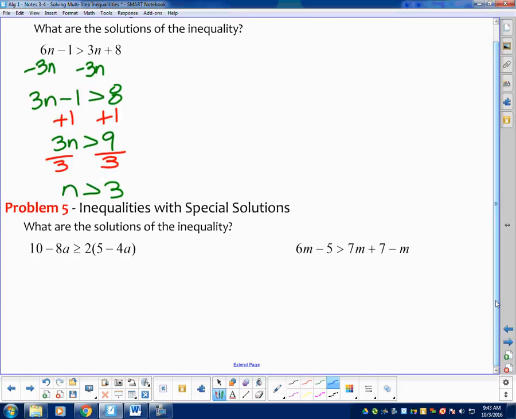Oh, I used Christmas colors. Okay, what should we do first here? Distribute. Yep, we want to get rid of that. 2 goes to everything.